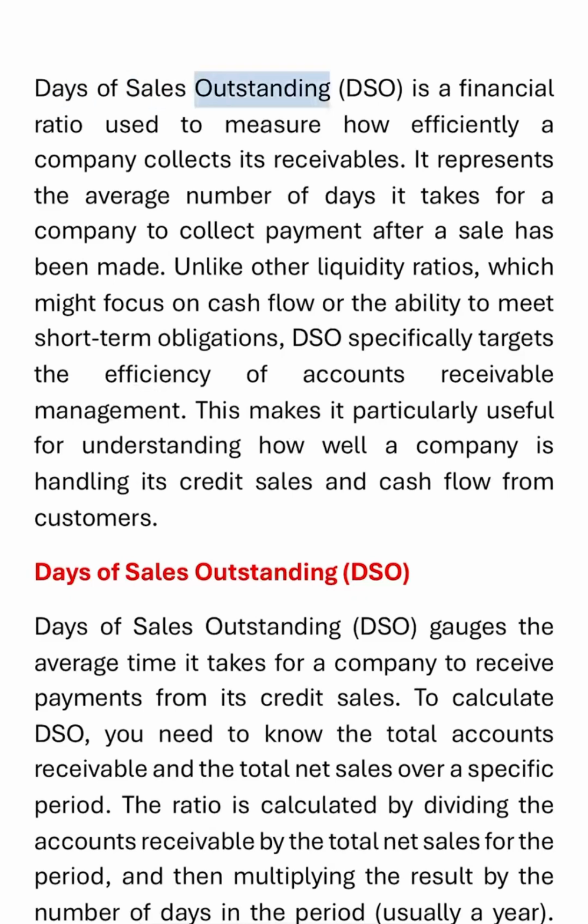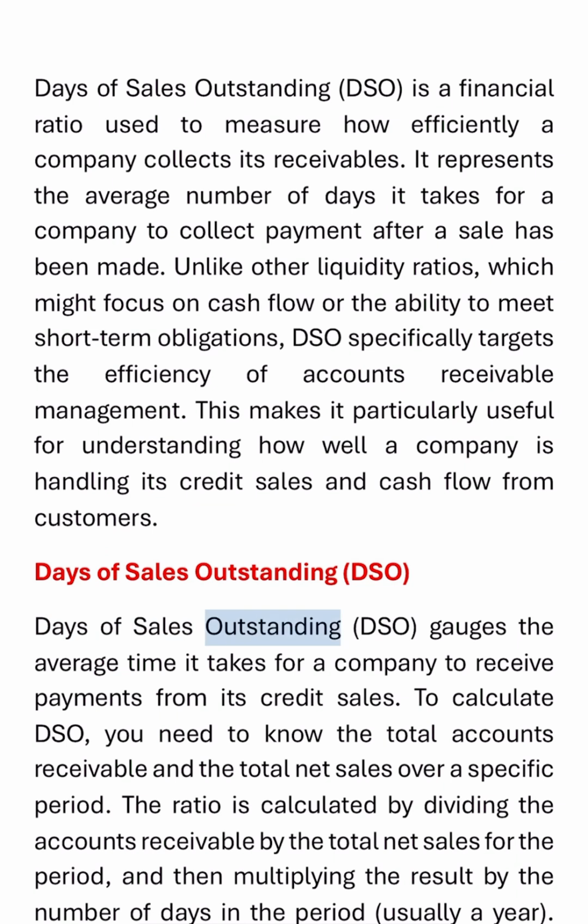Days of Sales Outstanding, DSO, is a financial ratio used to measure how efficiently a company collects its receivables. It represents the average number of days it takes for a company to collect payment after a sale has been made. Unlike other liquidity ratios, which might focus on cash flow or the ability to meet short-term obligations, DSO specifically targets the efficiency of accounts receivable management. This makes it particularly useful for understanding how well a company is handling its credit sales and cash flow from customers.